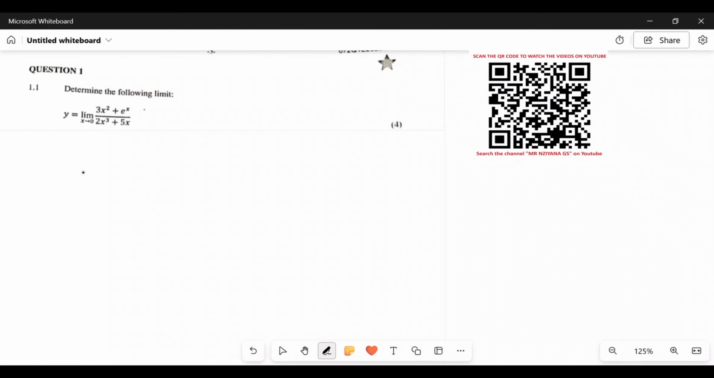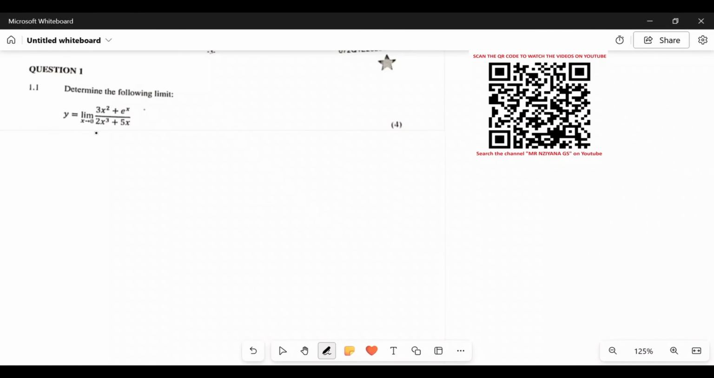All right, so here is our 1.1. The question goes like this: determine the following limit. Before we start with this question, as you can see, we have y equals the limit as x approaches 0. We have the numerator where we have 3x squared plus e to the power of x. All this is divided by 2x cubed plus 5x.